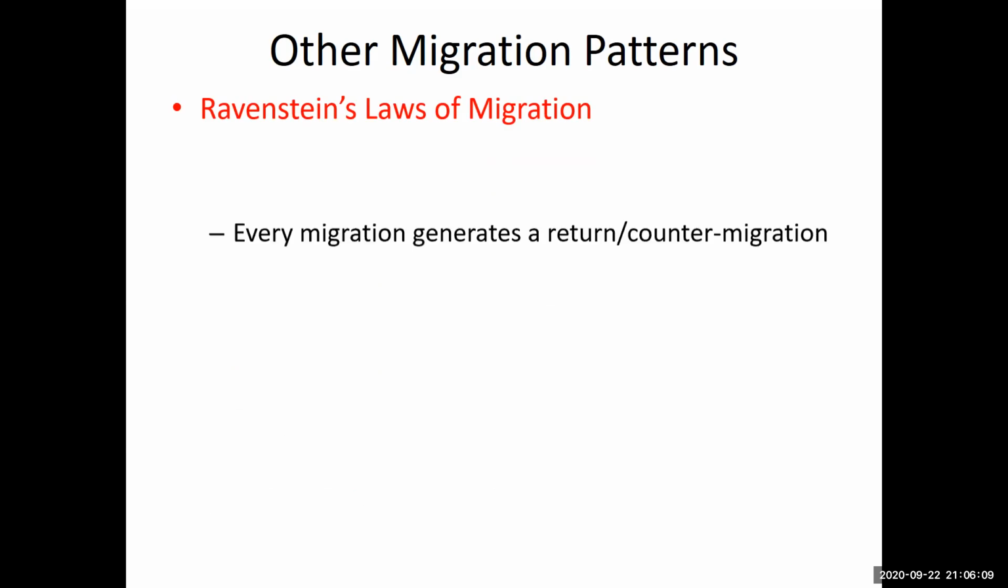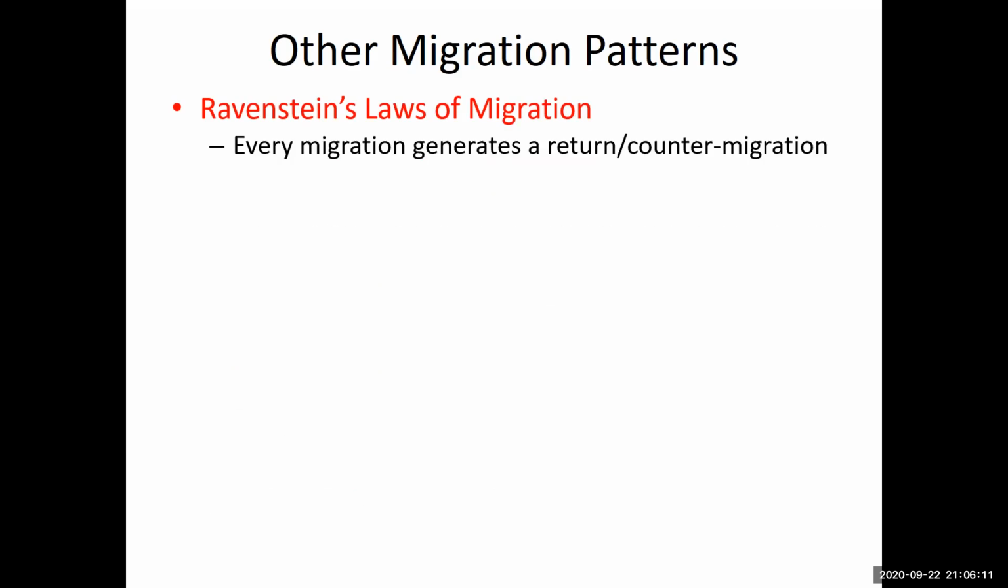A couple other migration patterns worth going over you read about. One known as Ravenstein's laws of migration. Generally, I think these are true, even though they're called laws. I kind of disagree with them, and I don't think they should be called laws. I think it's more of a theory. For example, this one I just generally have the biggest issue with. Every migration generates a return or counter migration. I don't know if that's really true all the time. I think you can find some truths to it.